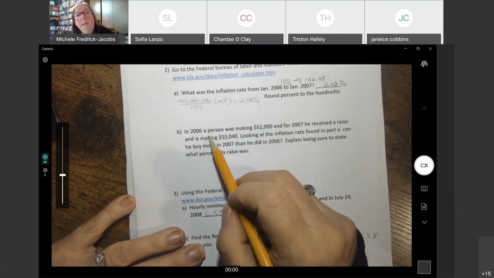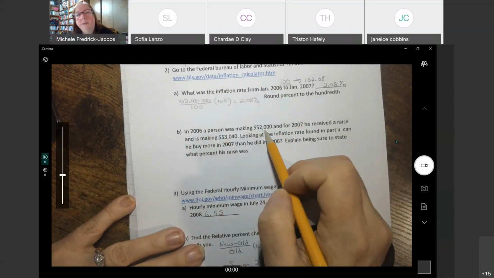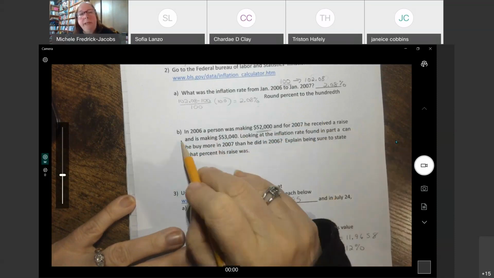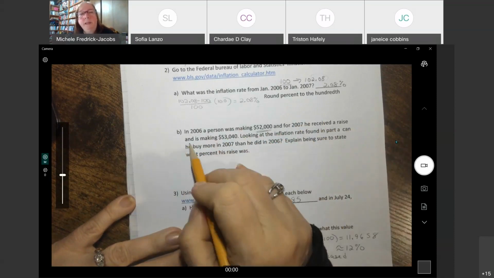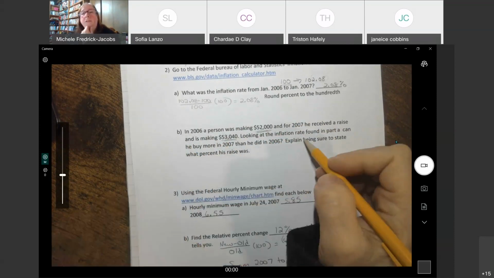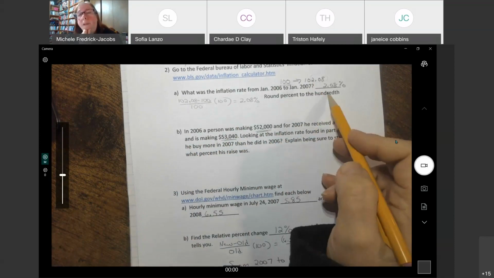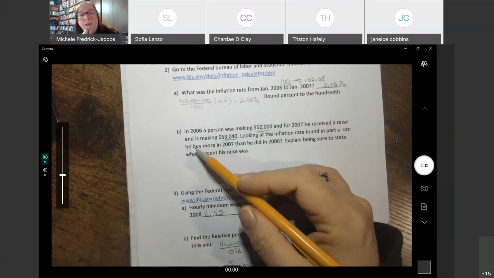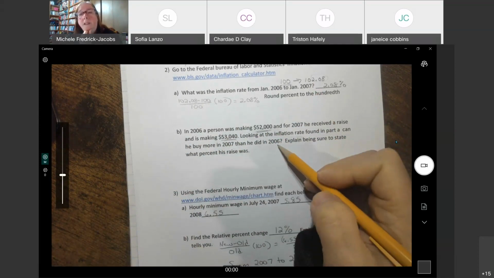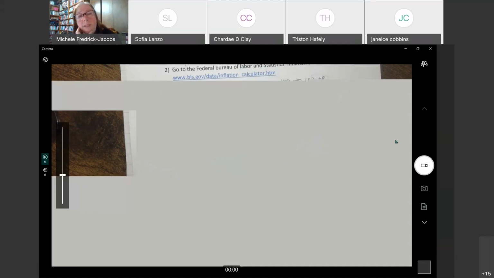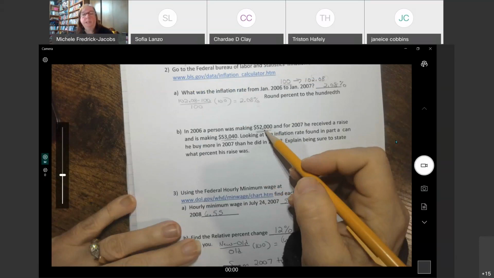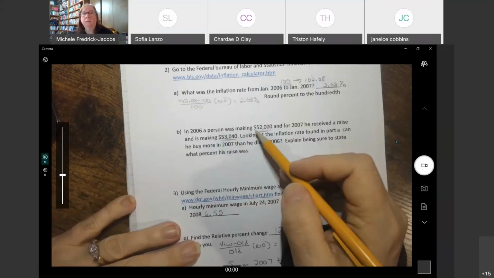In 2006, a person was making $52,000. In 2007, he received a raise and is making $53,040. Looking at the inflation rate found in Part A, 2.08, can he buy more in 2007 than he did in 2006? Explain, being sure to state what percent his raise was. So we want to know what percent his raise was, relative percent change.